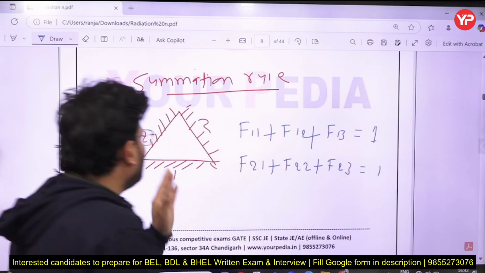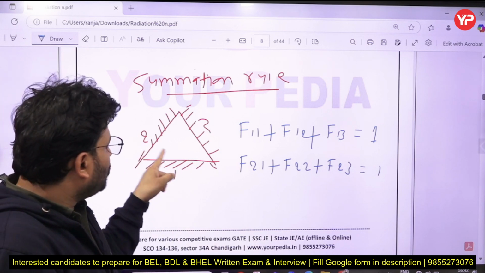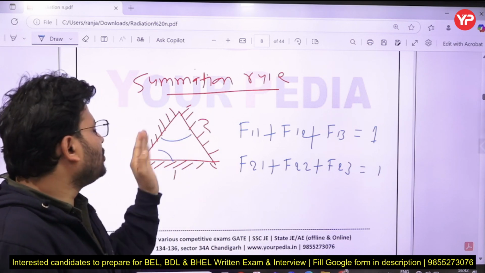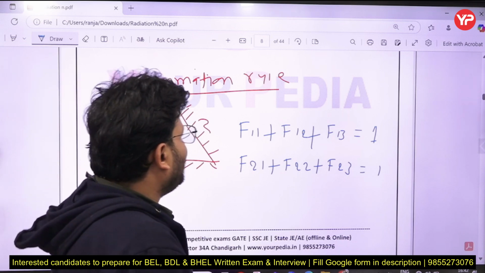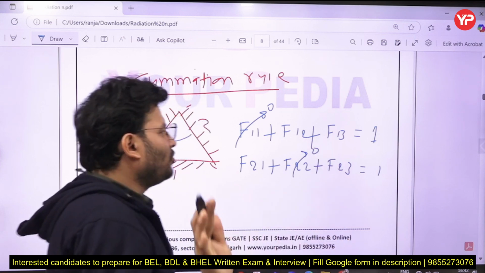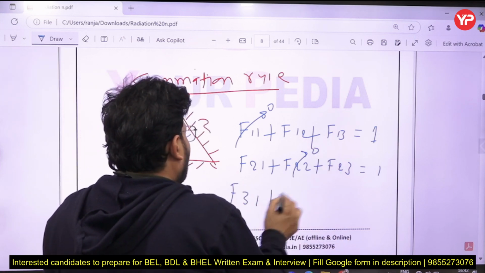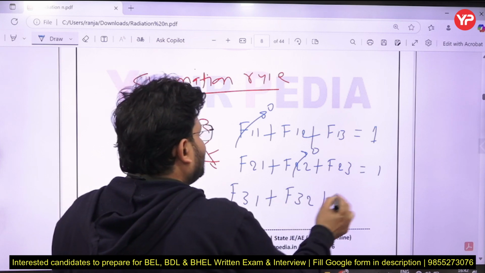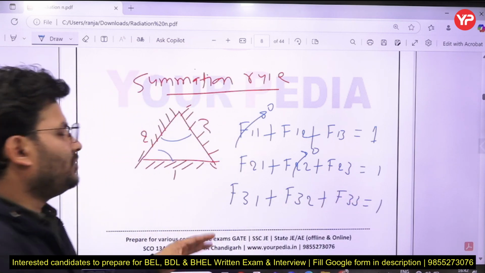That means whatever energy is emitted from surface 2, it will either go to 1, or go to 3, or come back on itself, right? I will see later on what F22 will be. Here, if we talk about it, F11 will be 0, F22 will be 0. Okay, how it is, I am coming to that. Similarly for the third surface, F31 plus F32 plus F33 is equal to how much, dear friends? 1. So by this you can solve the question.